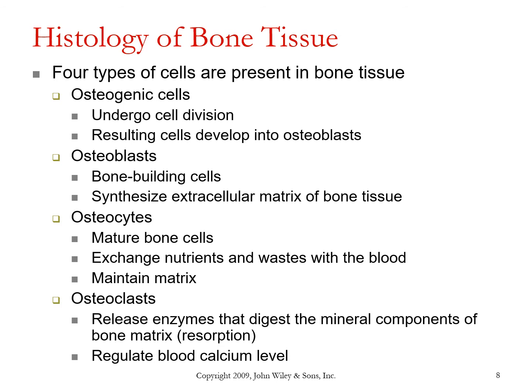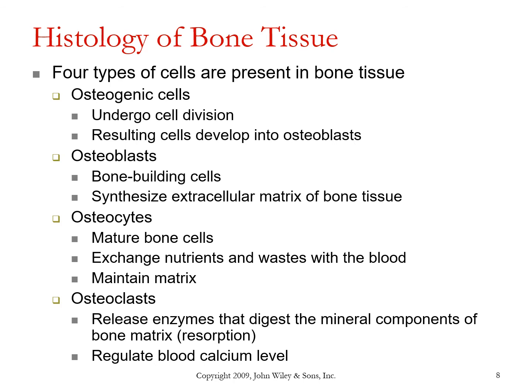Osteoclasts, the 4th type of bone tissue cell, are actually specialized macrophages. These are cells that phagocytize and break down pre-existing bone tissue. So these release enzymes that digest the mineral components of the bone matrix. It's a process called resorption, and in doing so, they release the stored calcium into the blood. There is a hormone that stimulates the activity of the osteoclasts. It's called parathyroid hormone, and we will look at the regulation of that hormone later on in this unit.